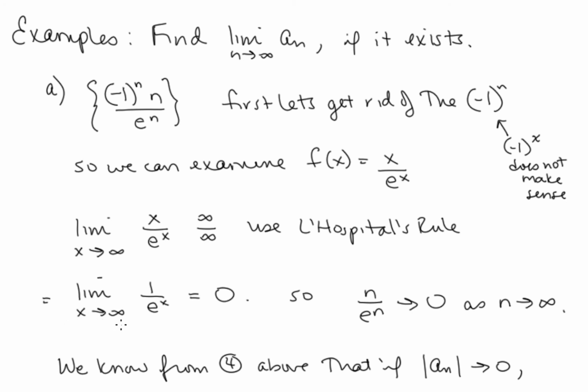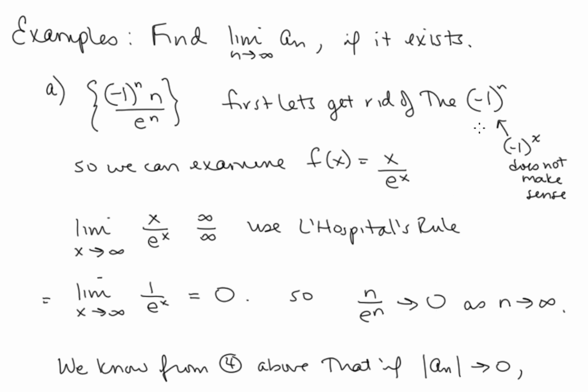So that's the limit as x goes to infinity of the derivative of x, which is 1, over the derivative of e to the x, which is e to the x. And as x goes to infinity, we're going to have 1 over infinity, that goes to 0. So we know that the sequence n over e to the n also goes to 0.